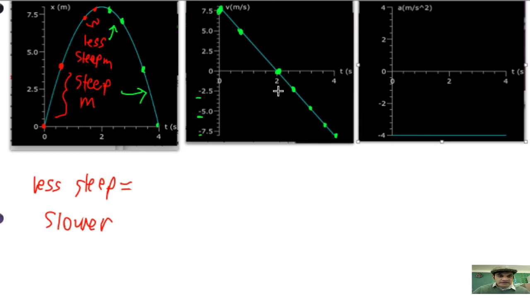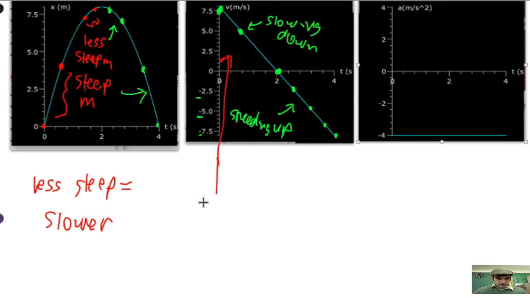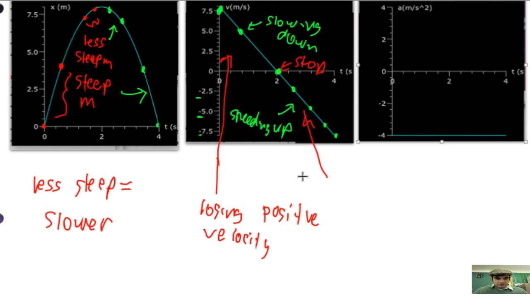And so what's happening here is, in this part, we are slowing down. And here, we're speeding up. And if I wanted to get a little deep, what I would say is, on this part of the graph, we are losing positive velocity. And then we stop. And then here, we start gaining negative velocity.